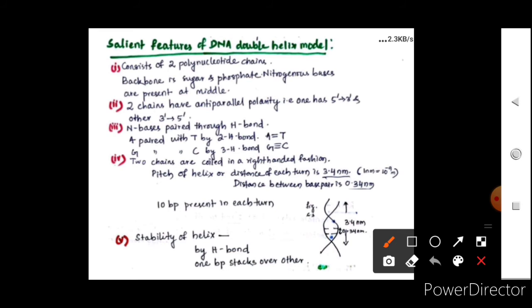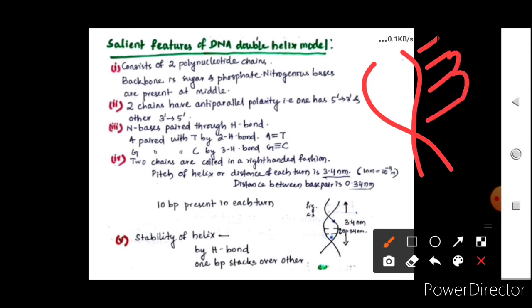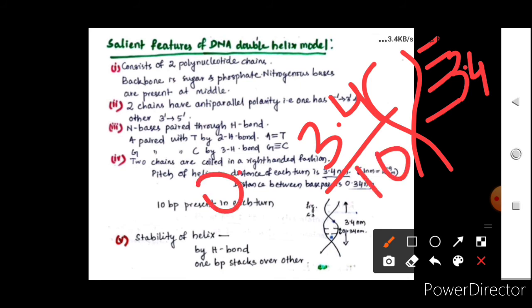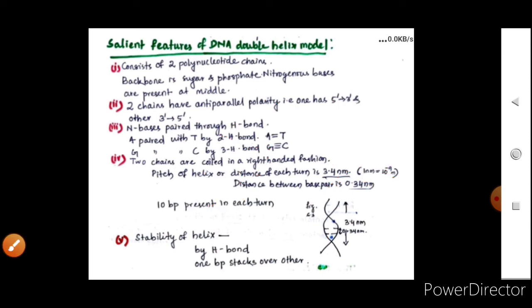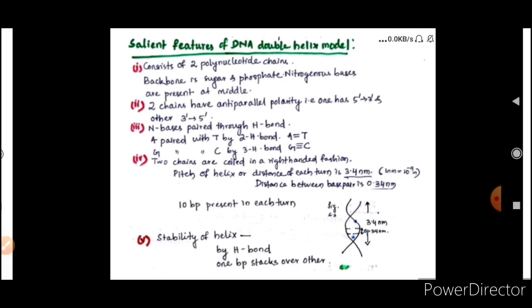In one helical turn 10 base pairs are there and the distance is 3.4. The distance between two base pairs will be calculated as 3.4 divided by 10. So it is 0.34 nanometer. Now the stability of the helix is given by the hydrogen bonds and one base pair stacks over the other. The stacking of the base pairs one upon the other gives stability to the helix.